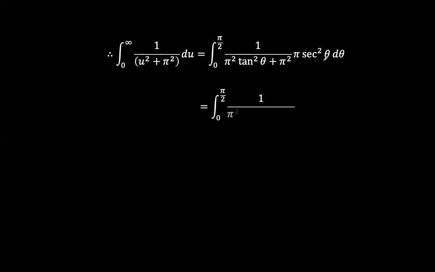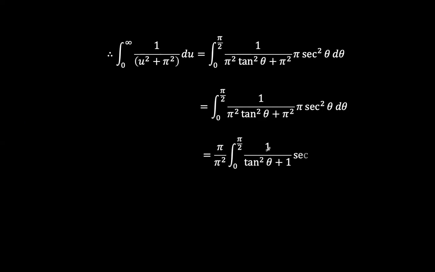And so we can now do a couple of things. We can pull out pi squared here in the denominator and also pull out the pi in the numerator. And we have 1 over tan squared theta plus 1, times sec squared theta. This part here is the same as sec squared theta. And so this cancels with this squared here. And so we have 1 over pi times the integral from theta equals 0 to theta equals pi over 2 of 1 over sec squared theta times sec squared theta. So this and this cancel.